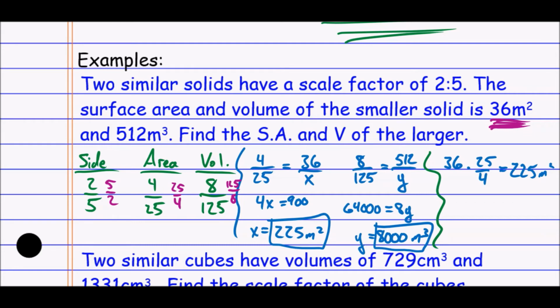Okay. Likewise, I can do the same thing with the volume. I start with a 512. Again, to make this value increase, I got to multiply by this ratio, the 125 over 8. Okay. And when I do that, it gives me the 8,000 cubic meters.